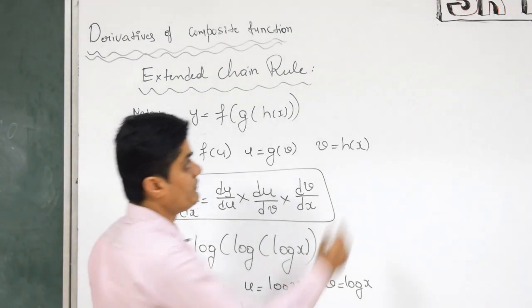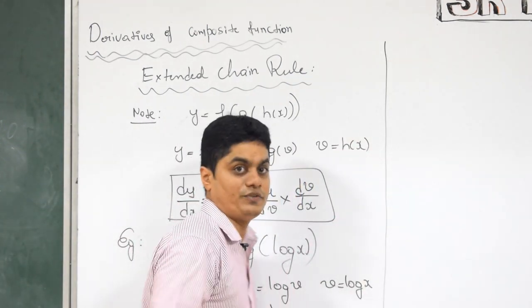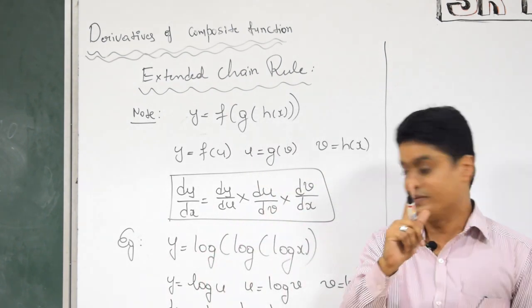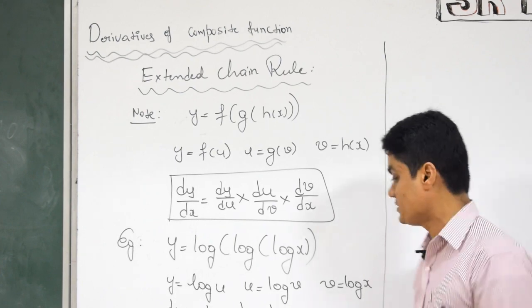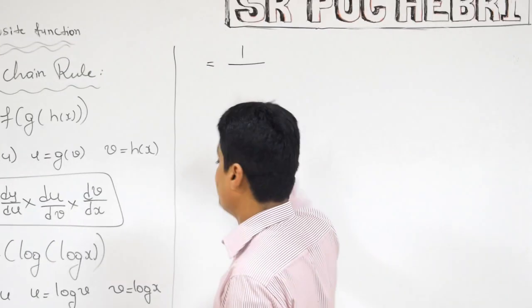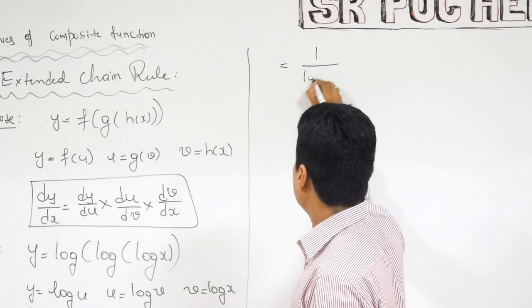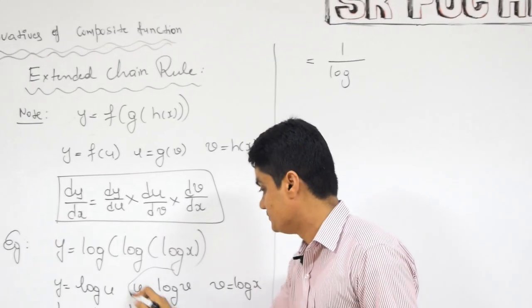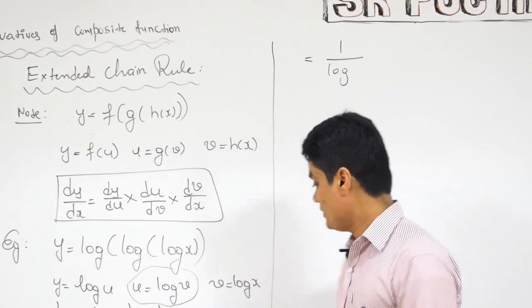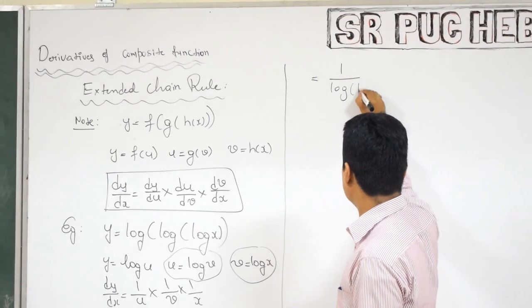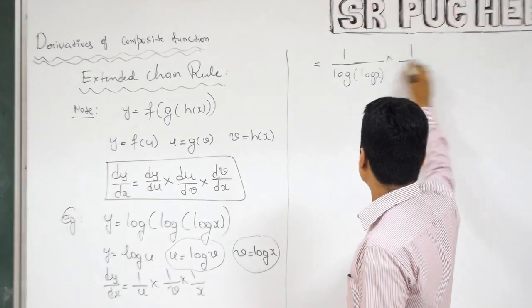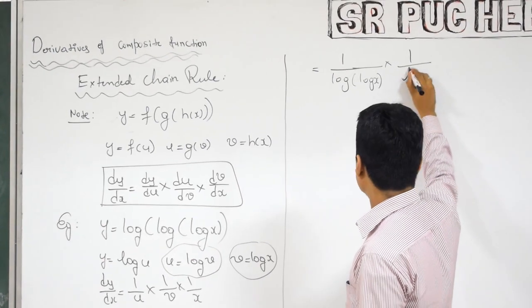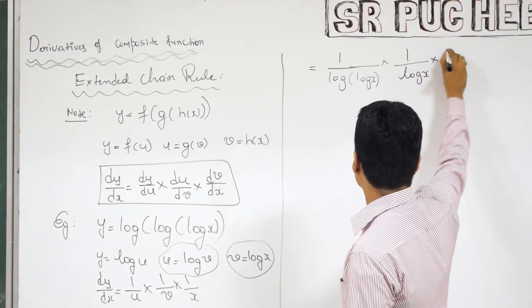As I told, whenever you differentiate an explicit function, the answer must be in a single variable. Here how many variables are there? u, v and x. So it is not allowed. It should be a single variable. So 1 by u, what is u? log v, where is it? Here. So what is v? log x. It is 1 by log of log x, into 1 by v. What is v? log x, into 1 by x.